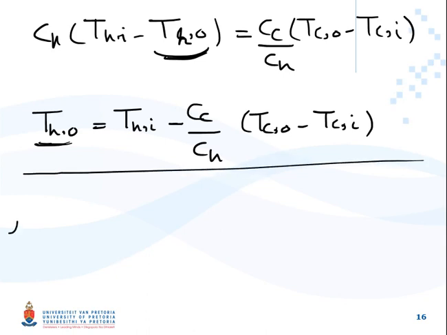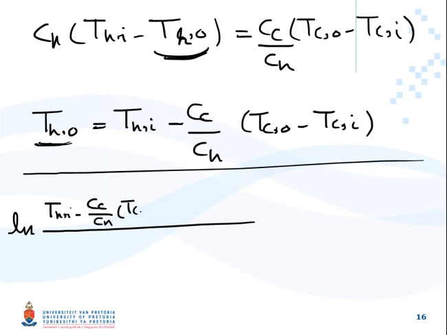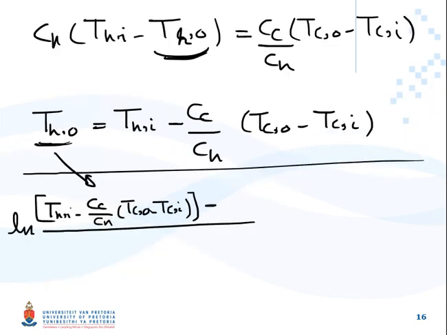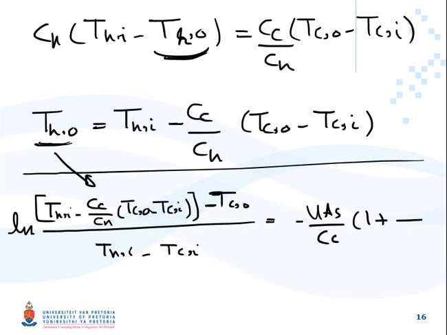So what we are having is THI minus CC over CH times TCO minus TCI is all the same as this one, minus TCO on top, and we have THI minus TCI here is equal to minus UAS, the other side won't change at all, plus CC to CH. Okay, now let's look at this one.